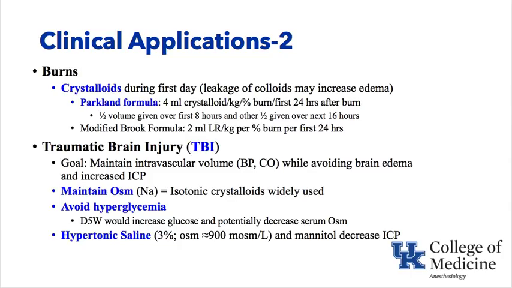Traumatic brain injury, or TBI, the goal is to maintain intravascular volume, blood pressure, cardiac output, while avoiding brain edema and avoiding increasing intracranial pressure. And one of the ways to do that is maintain osmolality of the blood, and sodium is the main component of osmolality. We avoid hyperglycemia because D5W, if we administered that, would increase the glucose, and if D5W was the resuscitative fluid, it would also decrease serum osmolality because of its hypoosmolar composition.